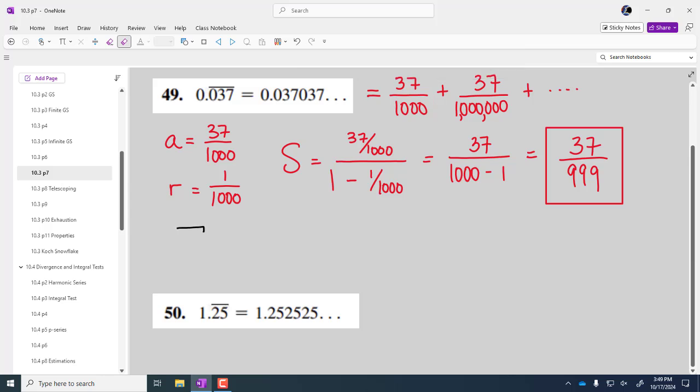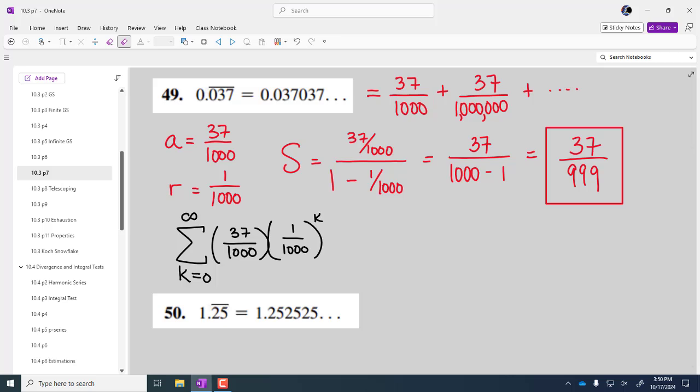So if we want to write this in sigma notation, the easiest thing to do is to write it from 0 to infinity, because then we just do A r to the k. We put in our A value, 37 over 1,000. There's A. And then R, which is 1 over 1,000 to the k. That'll be the simplest way: standard sigma notation, start at 0, A r to the k.